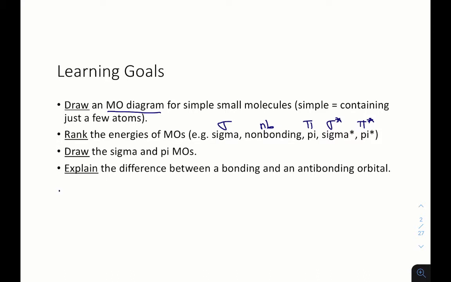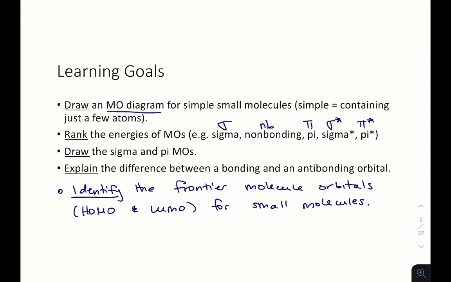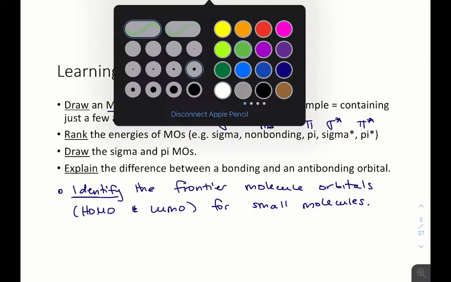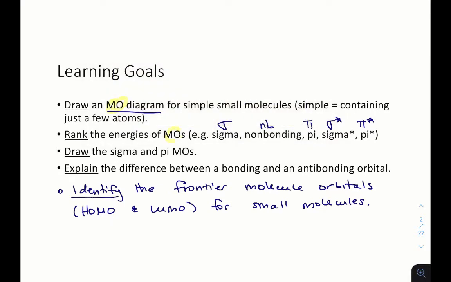Actually, let's add one more goal. We would like to be able to identify the frontier molecular orbitals for small molecules. Keywords for today: MO, MO, MO, MO. So clearly, we'll be talking about orbitals, and specifically molecular orbitals.